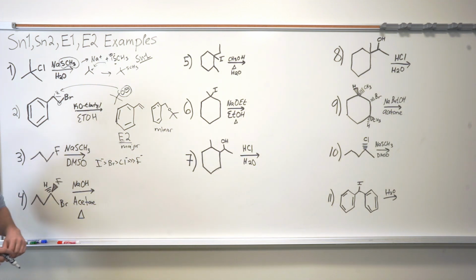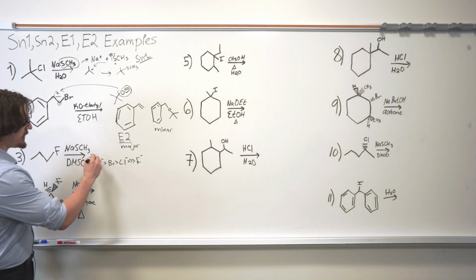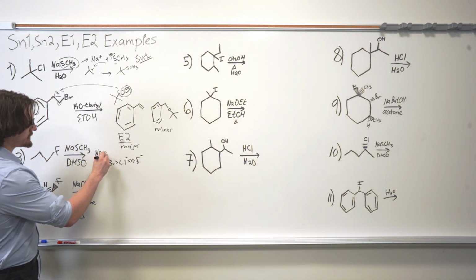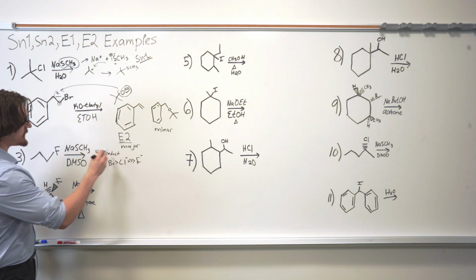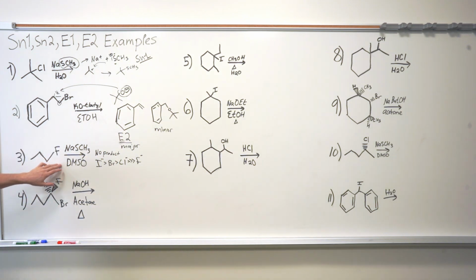And as it turns out, fluoride is such a bad leaving group that this reaction just won't happen. There's really not going to be any product with this reaction. So be cognizant of that, because even though everything seems really set up for a good Sn2 reaction, primary carbon, really strong nucleophile, polar aprotic solvent, the issue is that this leaving group just sucks. It's not going to happen. Okay, so no product.